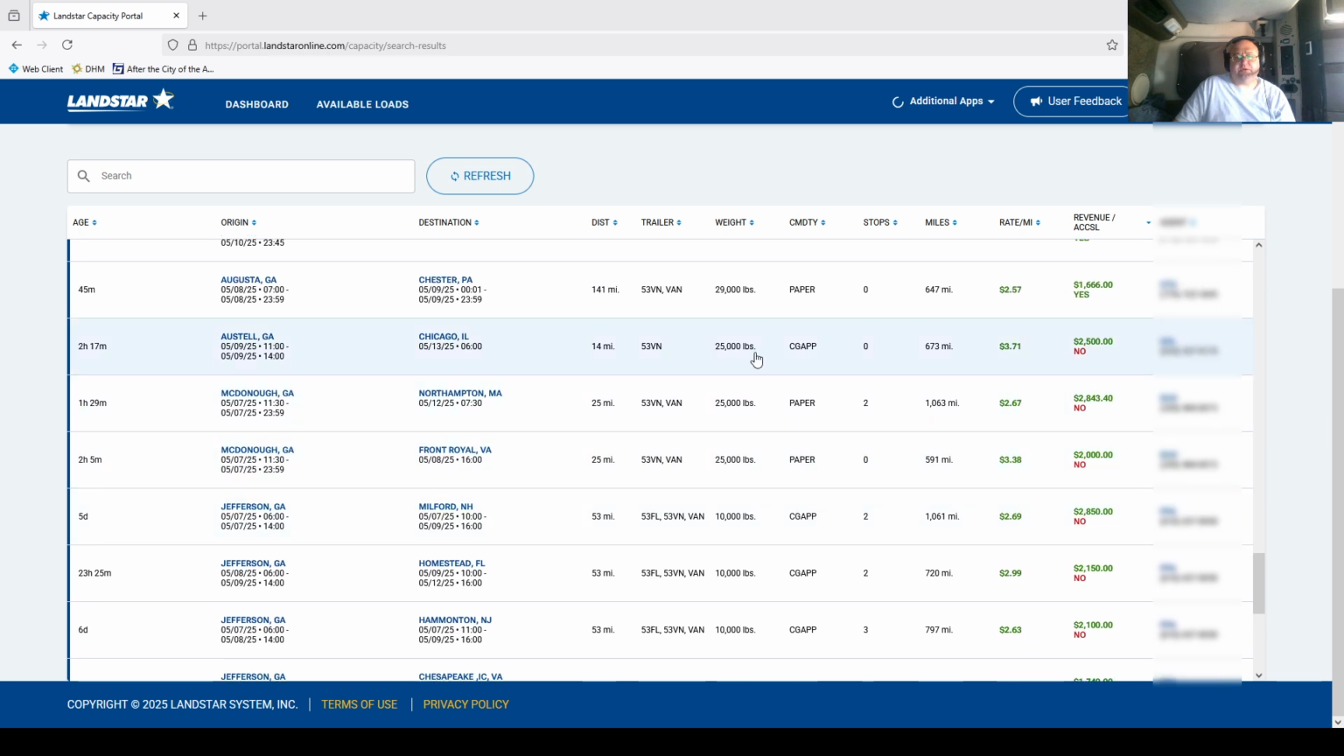What's weird is it's only listed at 25,000 pounds, and they're wanting you to get all kinds of scale tickets. I'm normally not scaling a load that's 25,000 pounds, so that weight may be wrong.